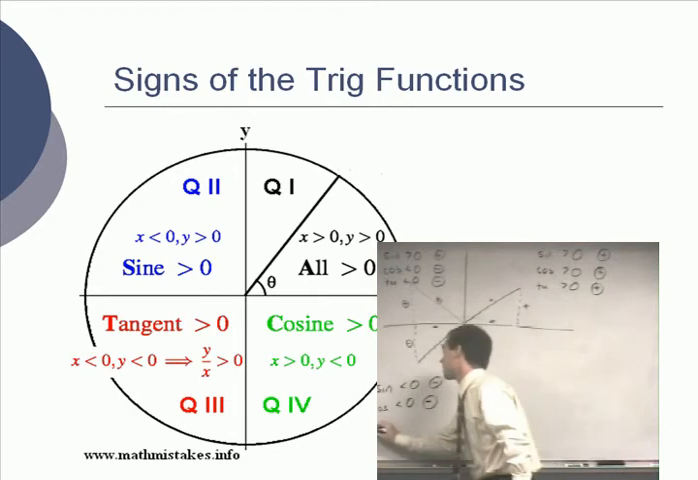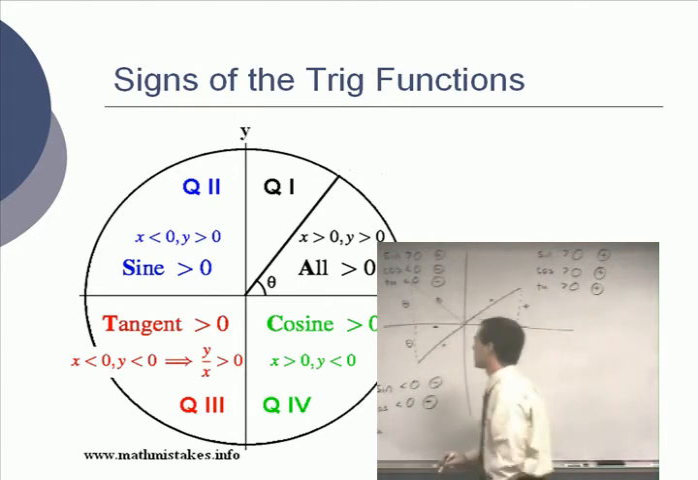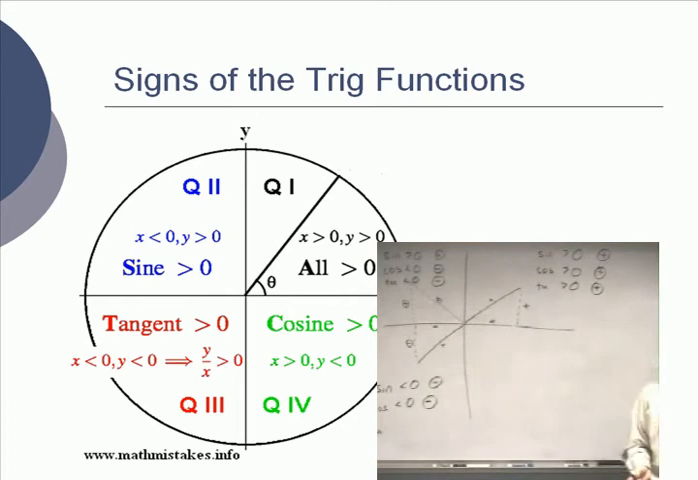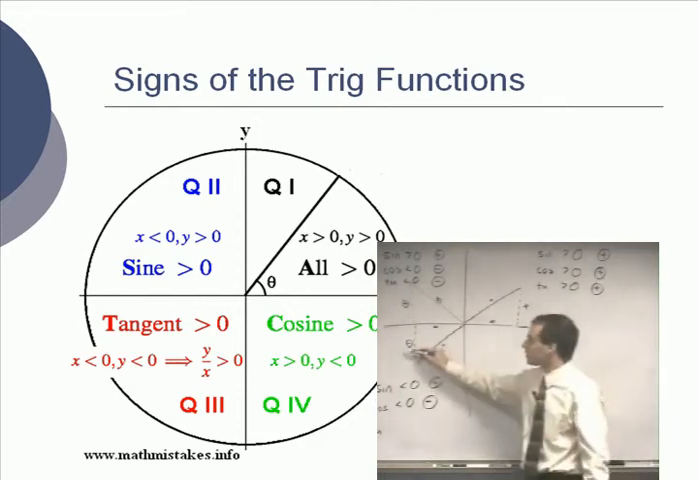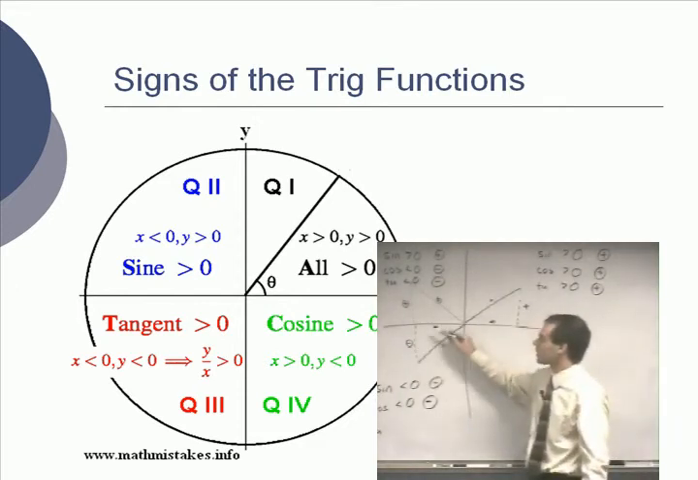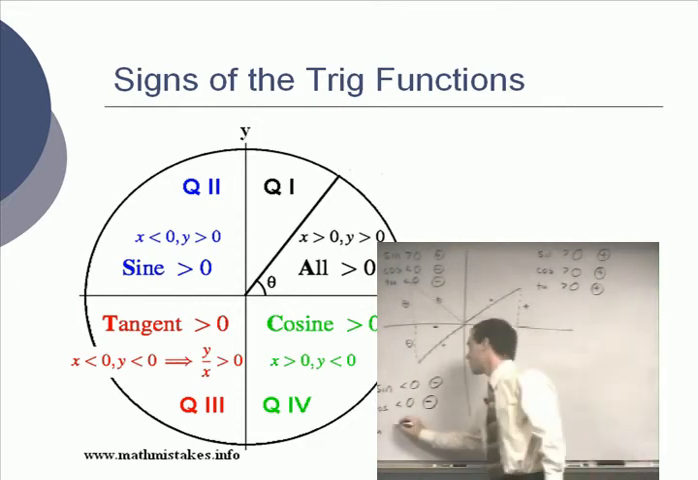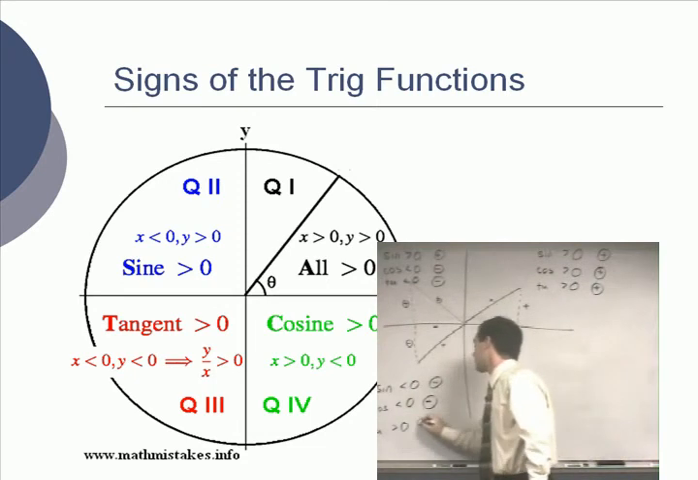What about the tangent? Tangent will be positive. Tangent will be positive because your opposite side, which is negative, divided by the adjacent side, which is negative, negative over negative will be positive.